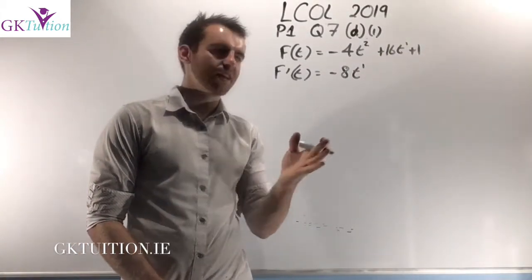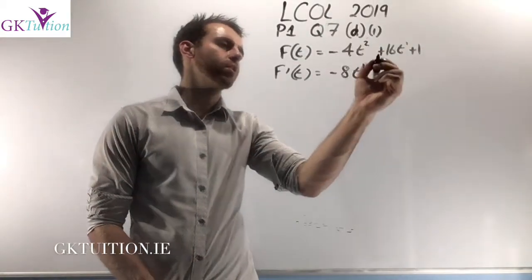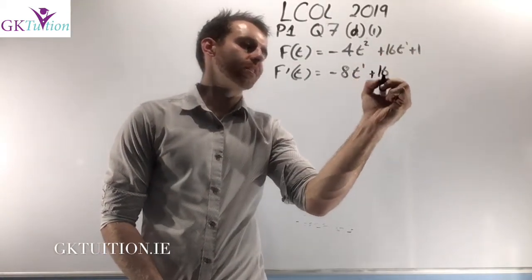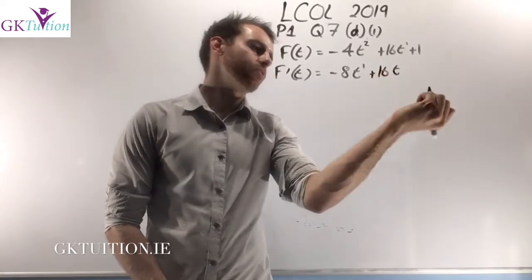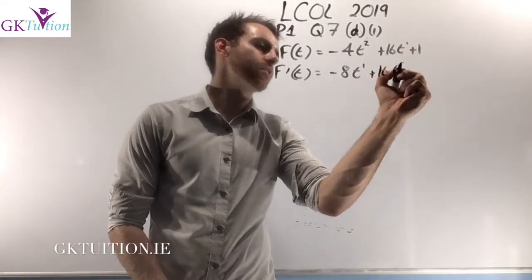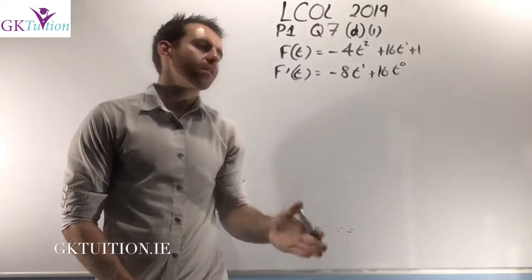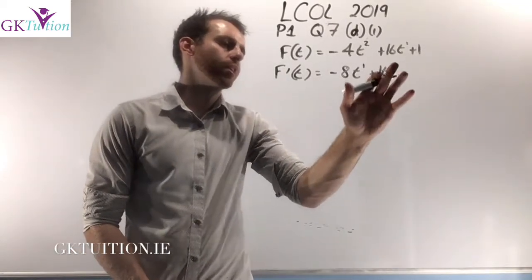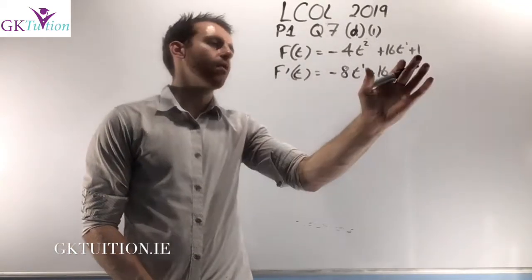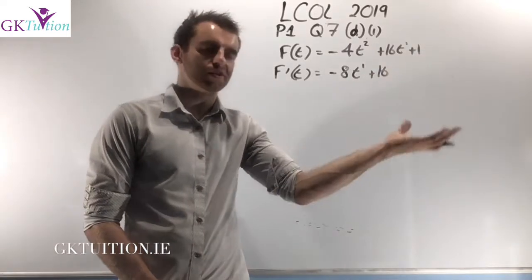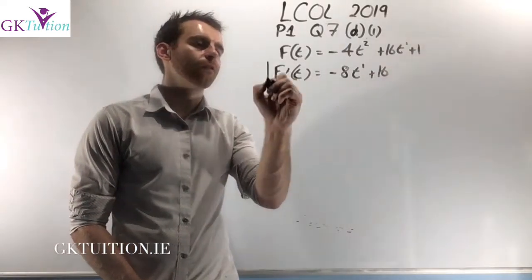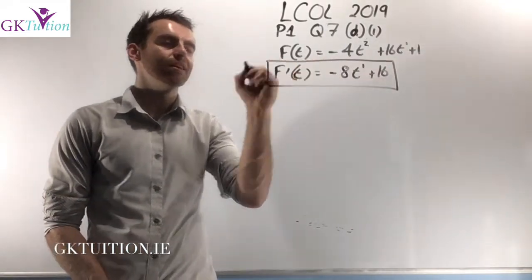You could view this as 16t to the power of 1. And if I differentiate that, the 1 comes in front, 16 by 1 is just 16. And the t decreases to t to the power of 0. T to the power of 0 is just 1, so I can ignore it. And the derivative of a constant 1 is just 0. So my final answer, the first derivative, is minus 8t plus 16.